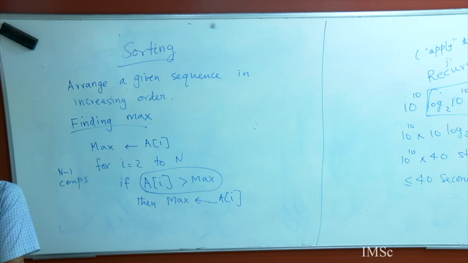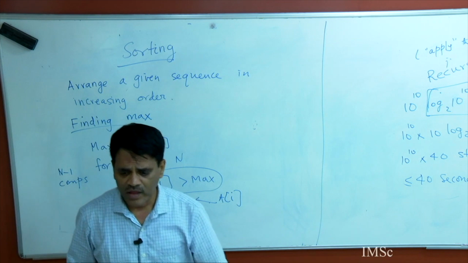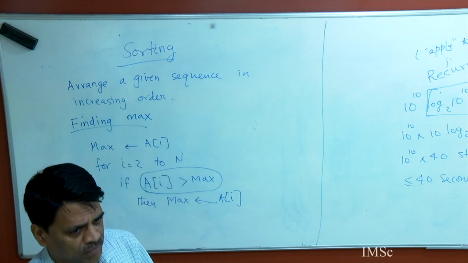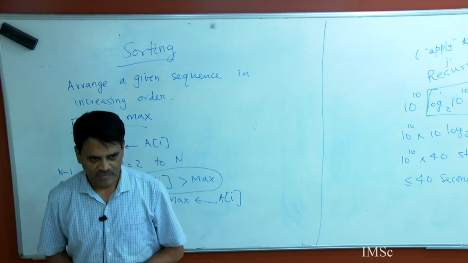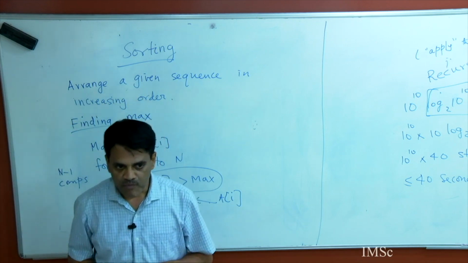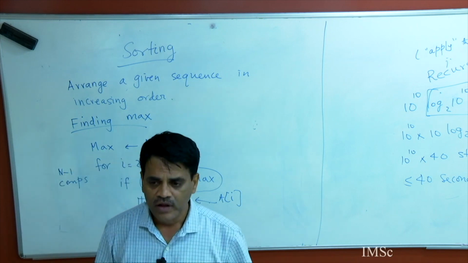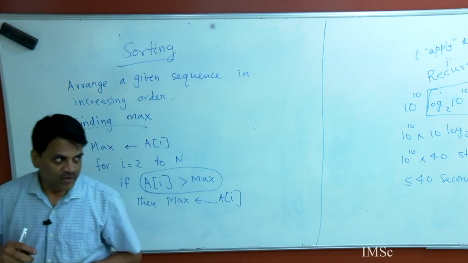Why not? Because to check every element, we need at least n minus 1. If we have an algorithm which requires only n minus 2, then we will be checking only n minus 1. No. At most n minus 1.